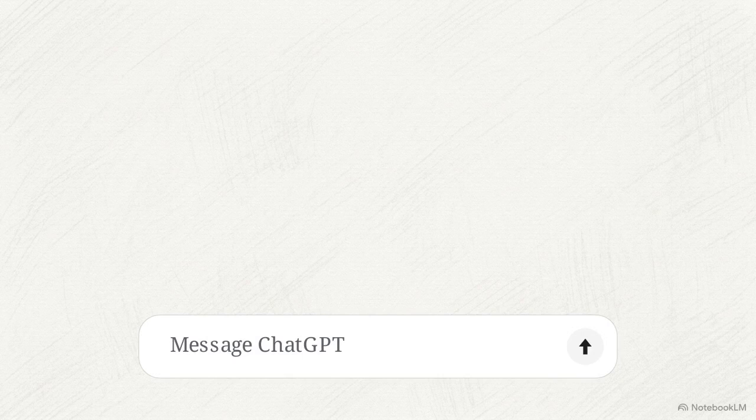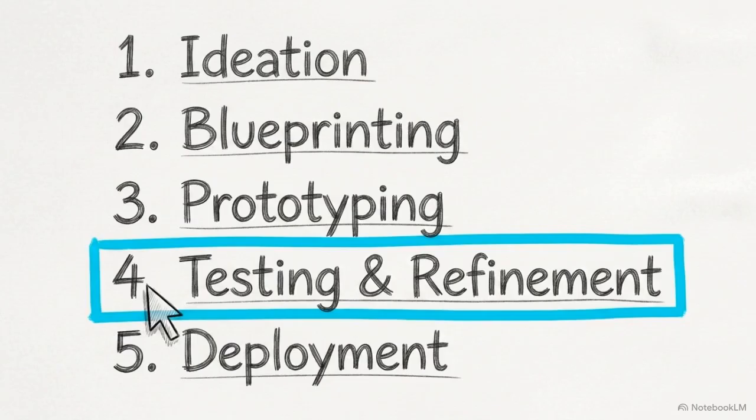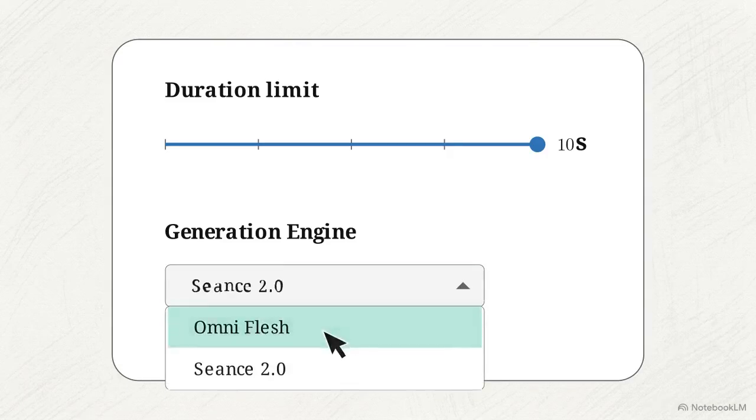Step 1. Copy the master template prompt and paste it into ChatGPT. Within seconds, it will suggest 10 unique video ideas. Browse through them and select the one you want to produce. Next, define your technical limits. Tell the system exactly how many seconds your video should last and which specific generation model you plan to use.